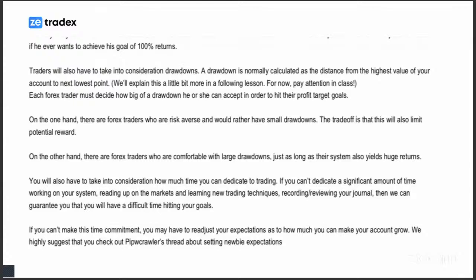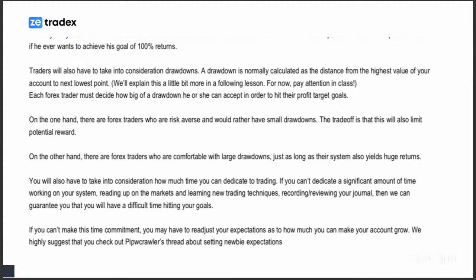If he ever wants to achieve these goals of 100% returns, traders will always have to take into consideration what we call drawdowns. Drawdown is normally calculated as the distance from the highest value of your account to the next lowest point. We'll explain this a little bit more in the following lesson. For now, let's pay attention in class.